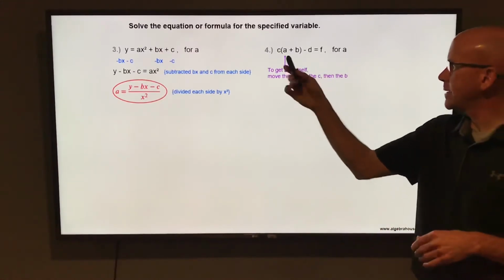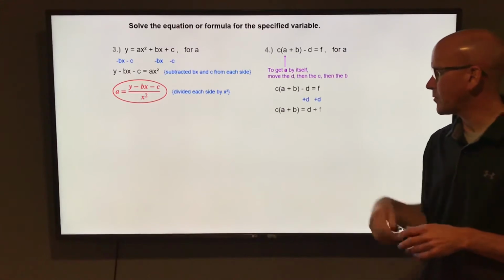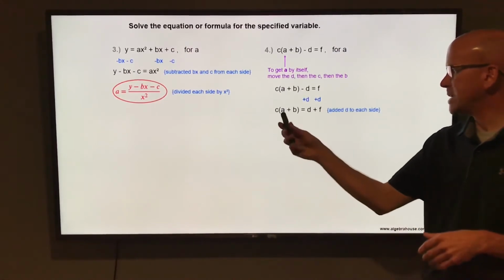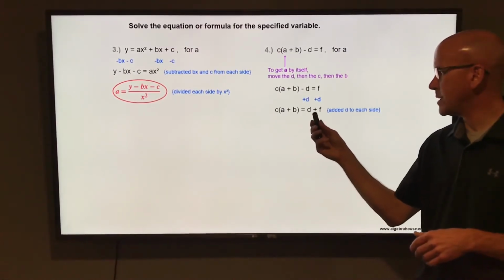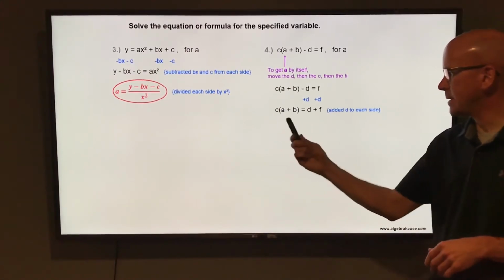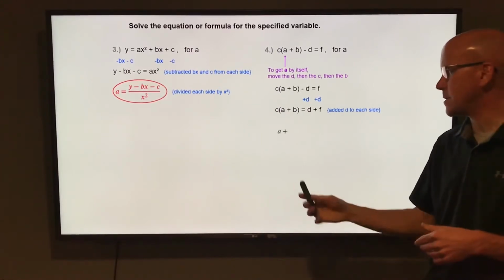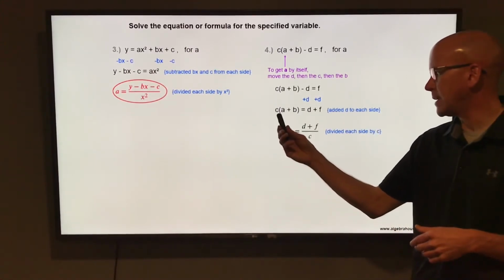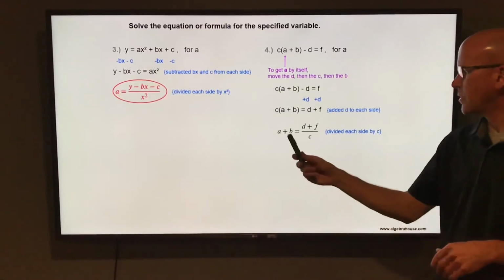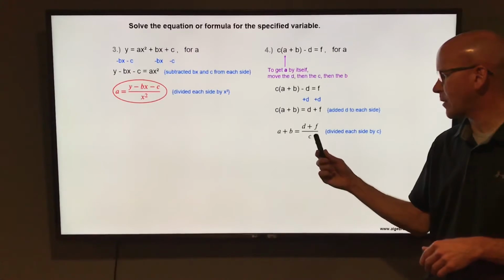So solving for a, we'll start by moving the d to the other side, add d to both sides. We have c times the quantity a plus b is equal to d plus f. And now we're going to move the c to the other side. It's c times this set of parentheses. So to undo that, to move that to the other side, divide each side by c. So if you divide each side by c, we'll have a plus b is equal to d plus f all over c.